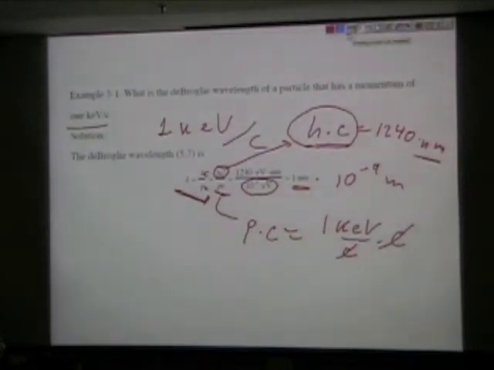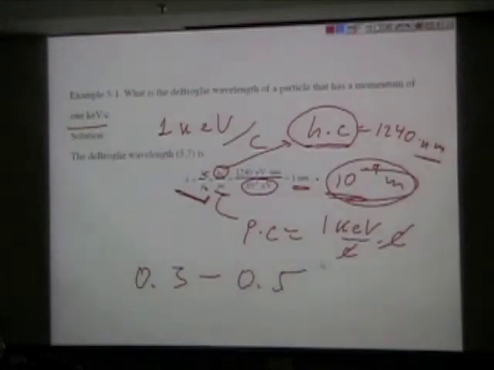Well, how big do you think is an atom? Of course, different atoms have different sizes, but it's kind of close to that, 0.3, 0.5 nanometers. So this wavelength is actually pretty big. If this wavelength is of the size of the atom, a particle with this wavelength would be diffracted by atoms, and that's what we saw in this experiment.